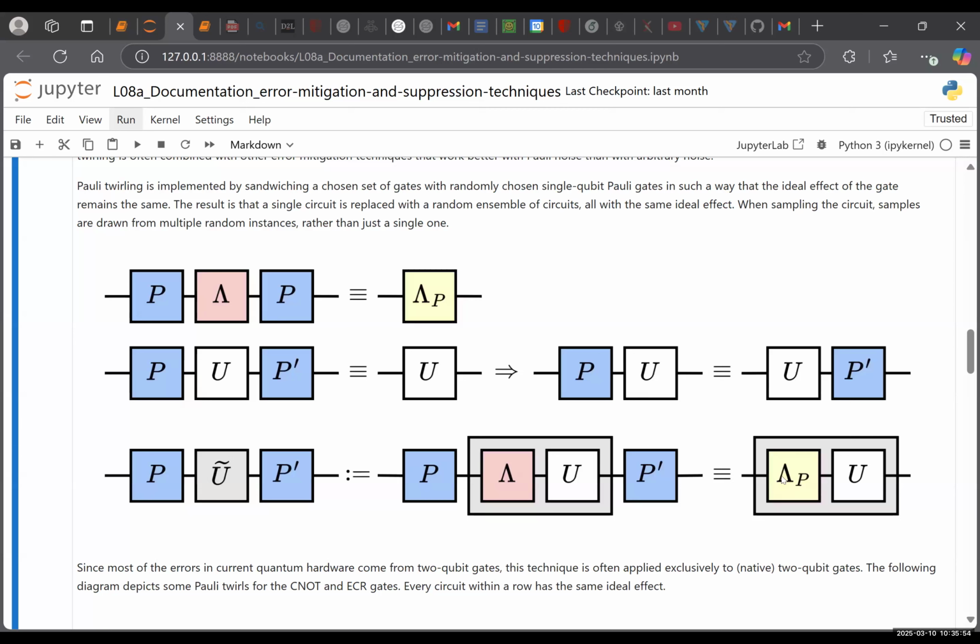Using these identities, it can just become another error channel, lambda P, followed by the ideal gate. And this lambda P can be a Pauli channel. So in some sense, you want to average out the error channel by the Pauli. So it becomes a Pauli channel if it were not in the beginning. So we'll just convert it to a Pauli channel, which is easy to deal with.